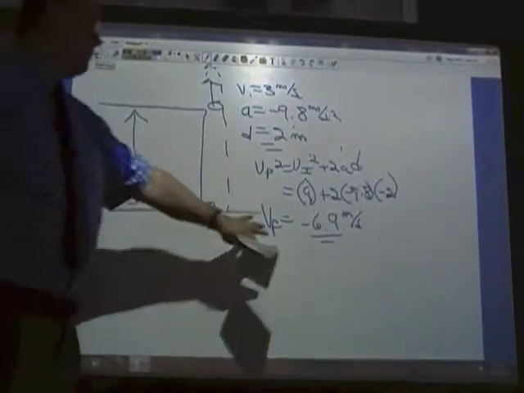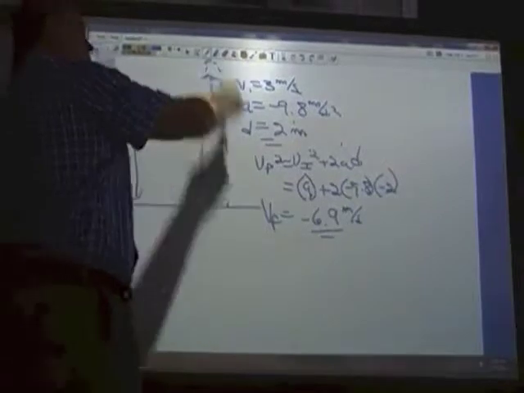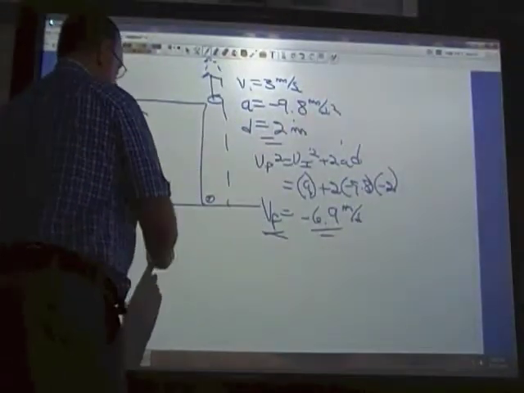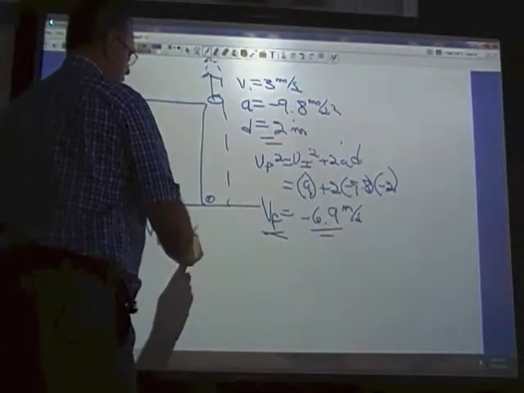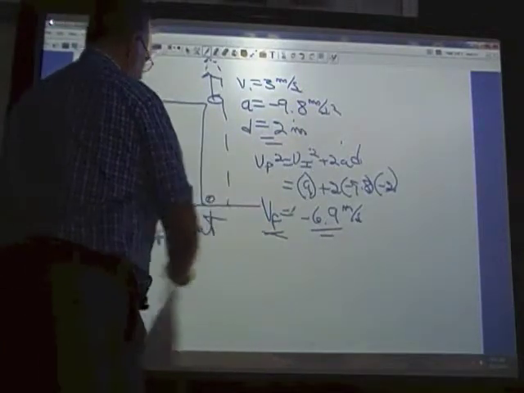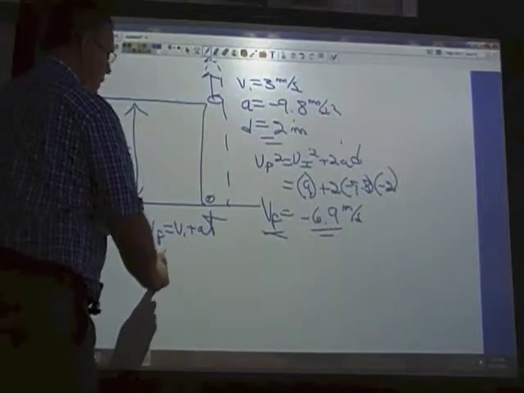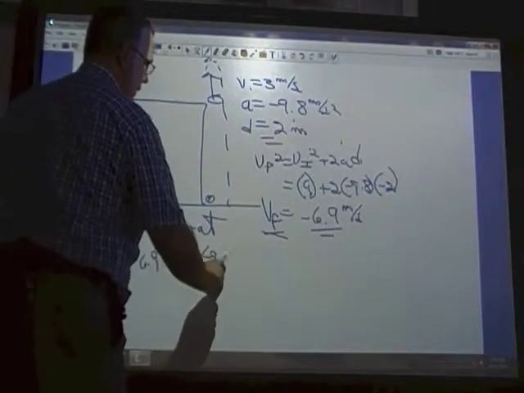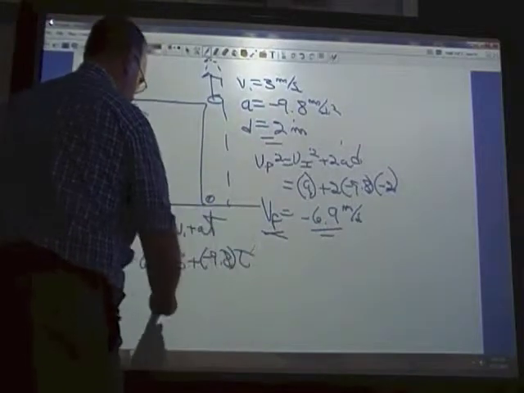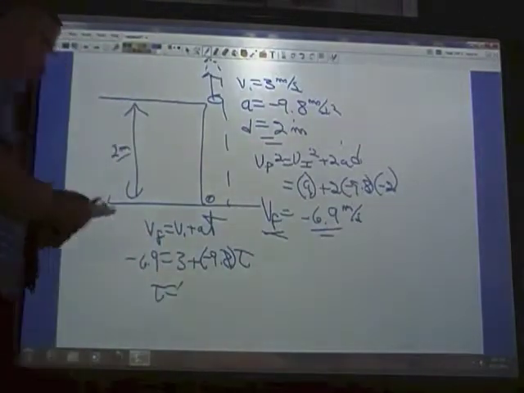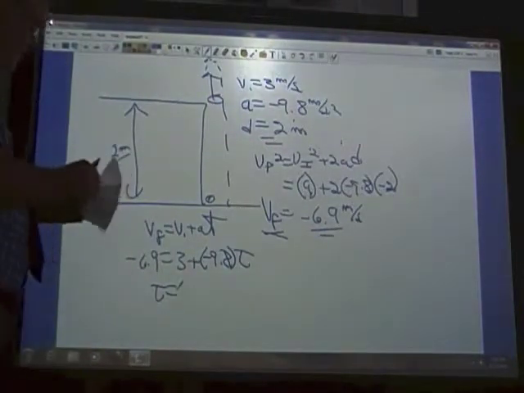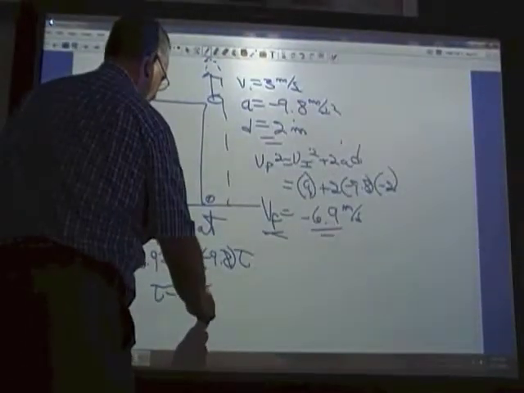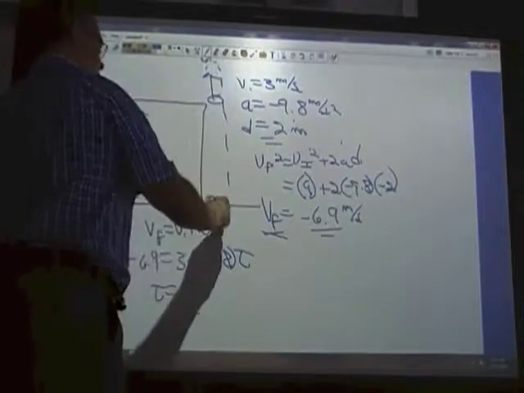Okay, minus 6.9. Question is now, what is the hang time? It's coming up and it's going down. VF equals VI plus AT. VF is minus 6.9 equals, the VI was 3 plus minus 9.8 T. Crunch that. The hang time comes in about 1.01 seconds, because it's going up, coming down here.